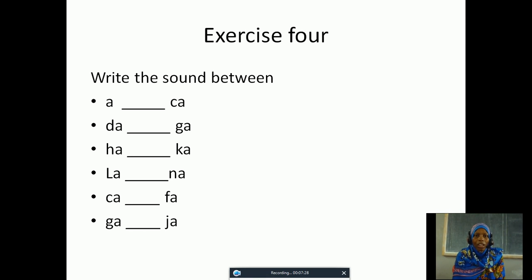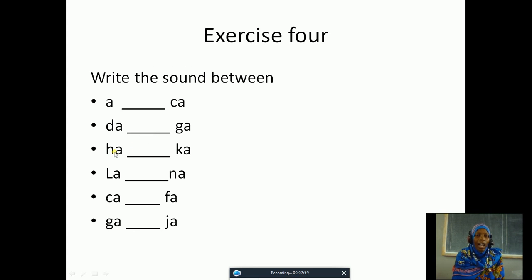Exercise 4. Sound between. You are going to write the sound between. You have been given the sounds there, so you are going to fill the gap. For example, number 1, we have sound a dash ka. Now you are going to see which sound comes after sound a. You will fill it there. Then in number 2, we have sound da dash ga. You are going to fill the sound after sound da.